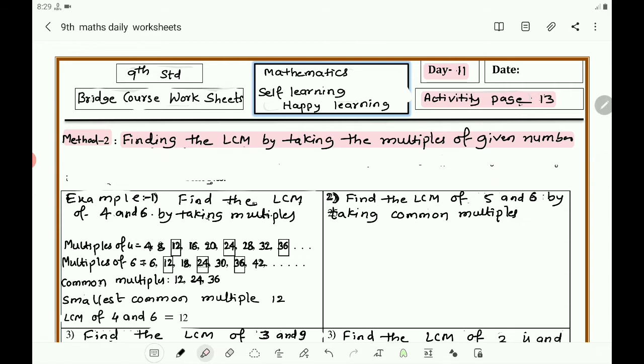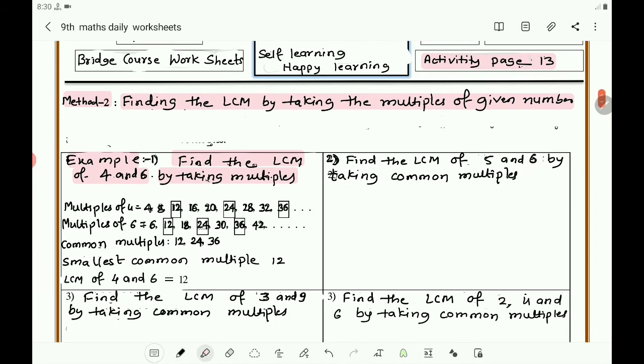Now you take the example. Find the LCM of 4 and 6 by taking multiples. Here you observe. First you write the multiples of 4. Multiples of 4 means that is the table of 4. You know that 4, 8, 12, 16, 20, 24, 28, 32, 36. These are the multiples of 4.